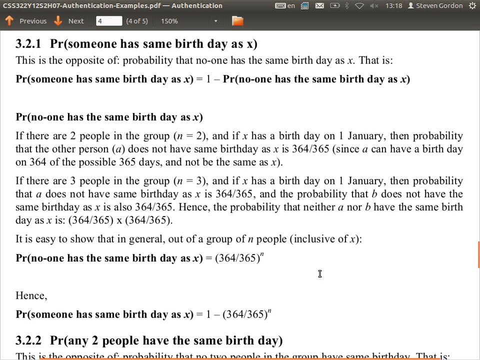Hence, the probability that neither A nor B does is the multiplication of those 2 probabilities. And you expand that: for 2 people, that's 364 over 365 squared, and with n people, it's to the power of n. That's the probability that no one has the same birthday as X, and the probability that therefore someone does is 1 minus that.